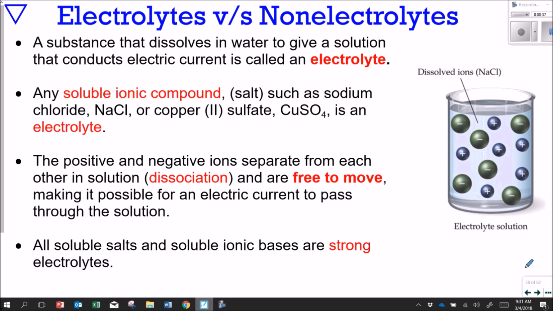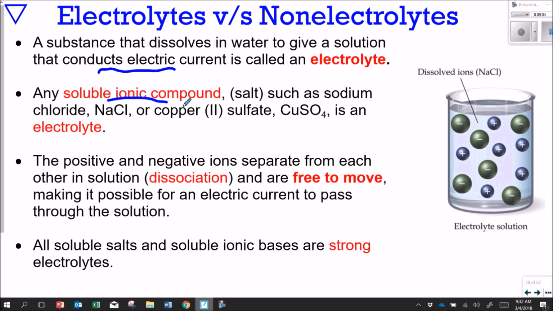Electrolytes versus non-electrolytes. We've talked about this before. A substance that dissolves in water to give a solution that conducts electricity or an electric current is called an electrolyte. Any soluble ionic compound, or salt is another word for that, such as sodium chloride or copper(II) sulfate, for example, will be an electrolyte.